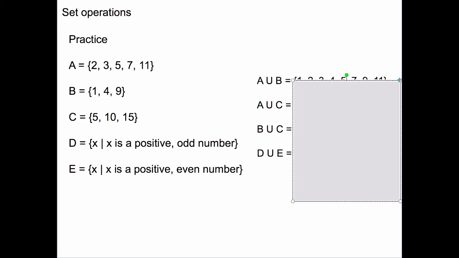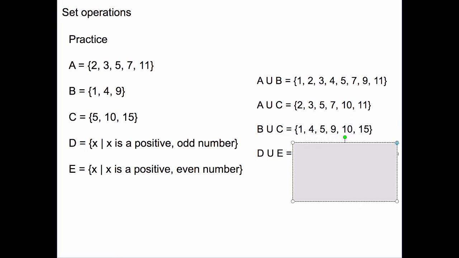Okay, so A union B. Well, set A is the set of prime numbers from 2 to 11, and set B is the numbers 1, 4, and 9. The union of those is all of the numbers, and we often write the numbers in order, but we don't need to. So we would write 1, 2, 3, 4, 5, 7, 9, and 11, or you could have written 2, 3, 5, 7, 11, 1, 4, 9. Any of those would be fine. A union C, well, you can see what the sets are, and this should be the union: 2, 3, 5, 7, 10, and 11. And again, you could have written them in any order, as long as you didn't repeat any of the elements.